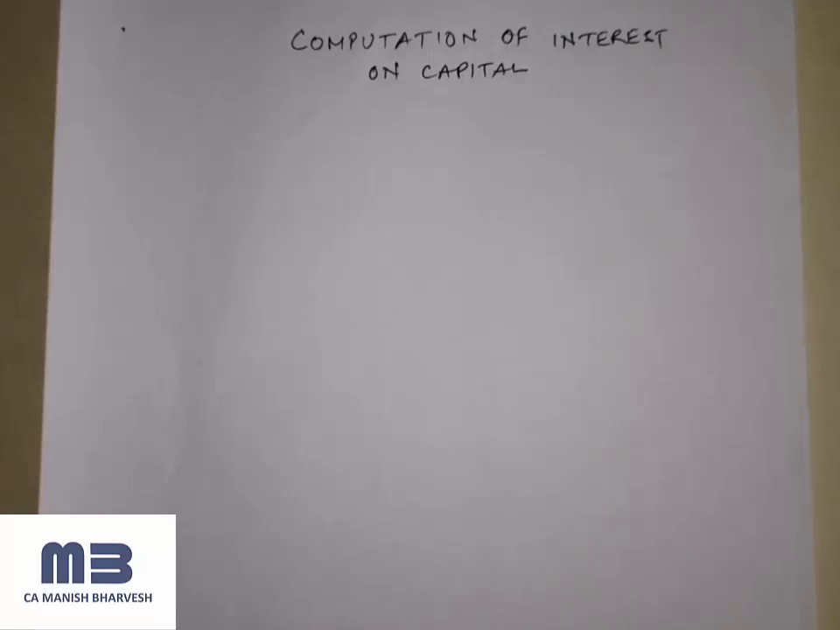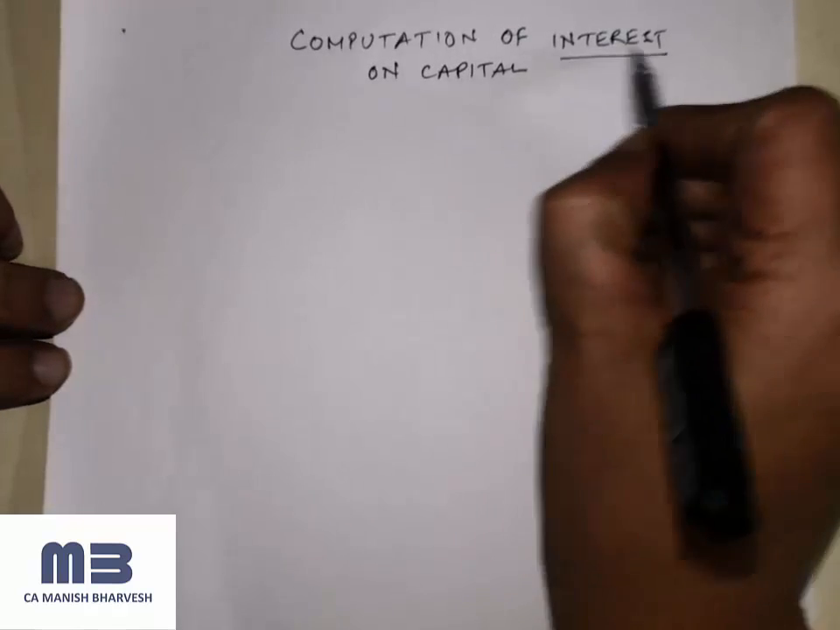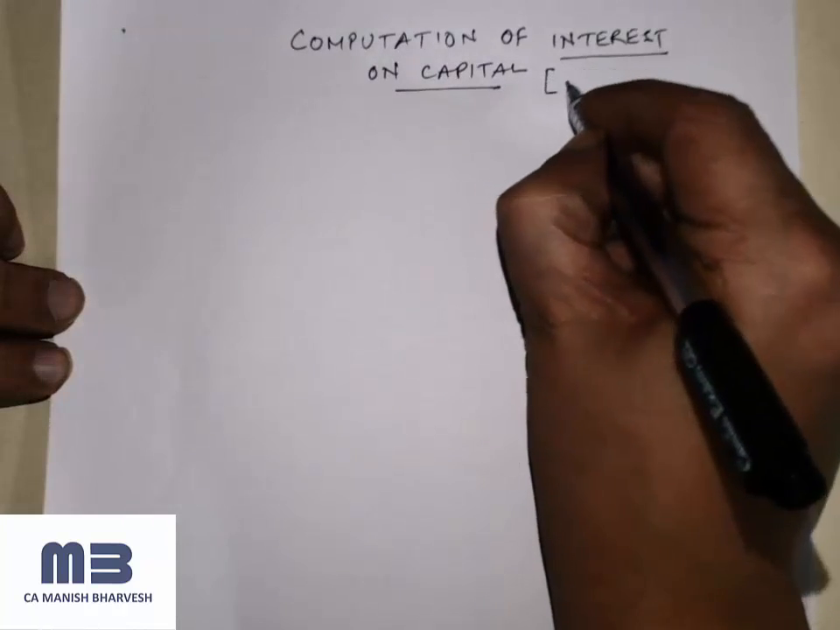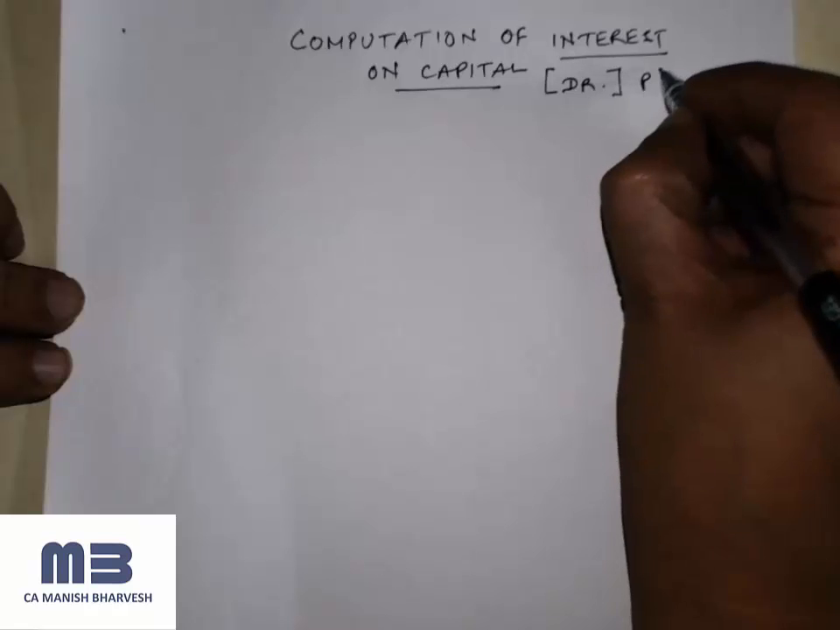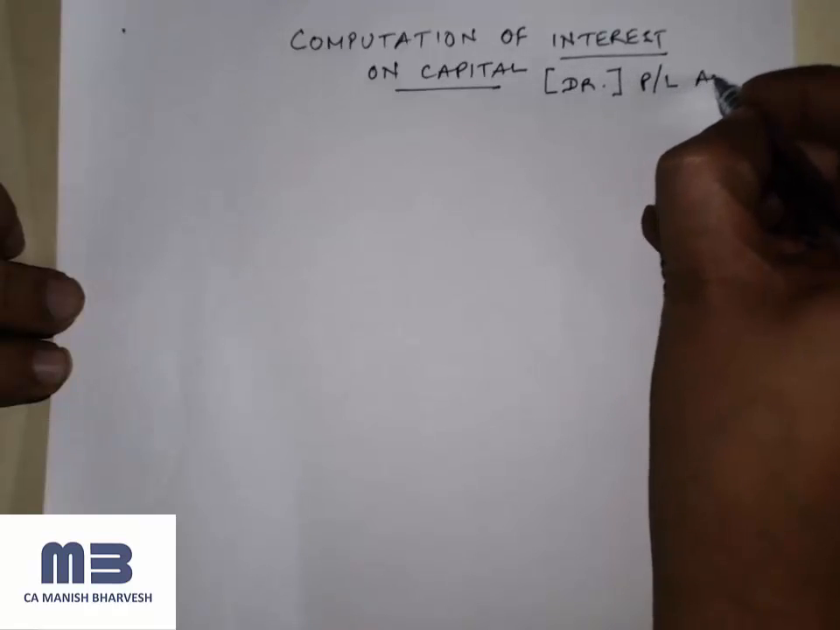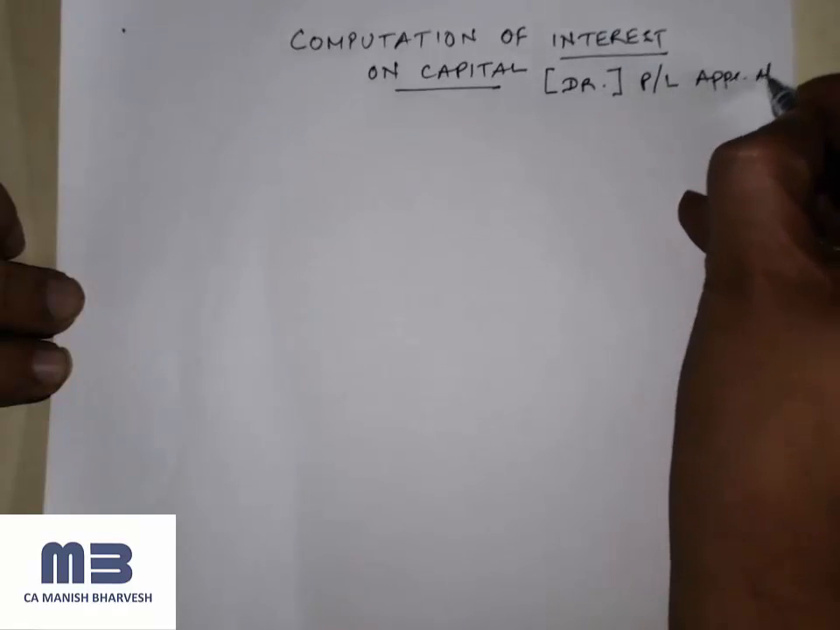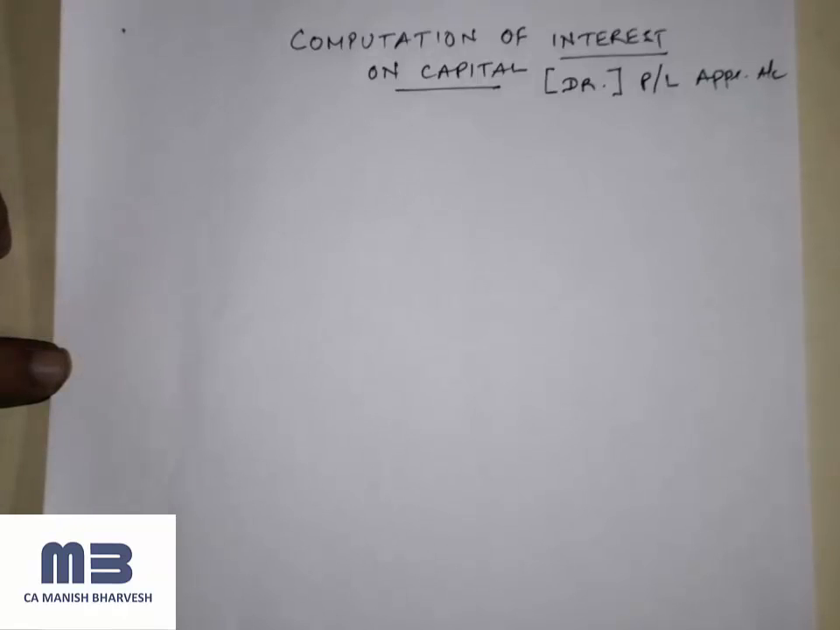So let's start with the practical discussion. And the very first topic is computation of interest on capital. Remember that interest on capital is a debit item to be recorded in profit and loss appropriation account. It is recorded in the debit side of profit and loss appropriation account.